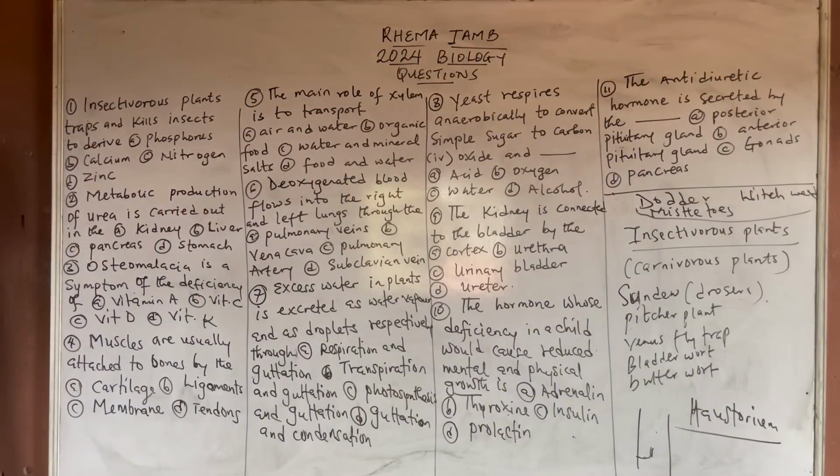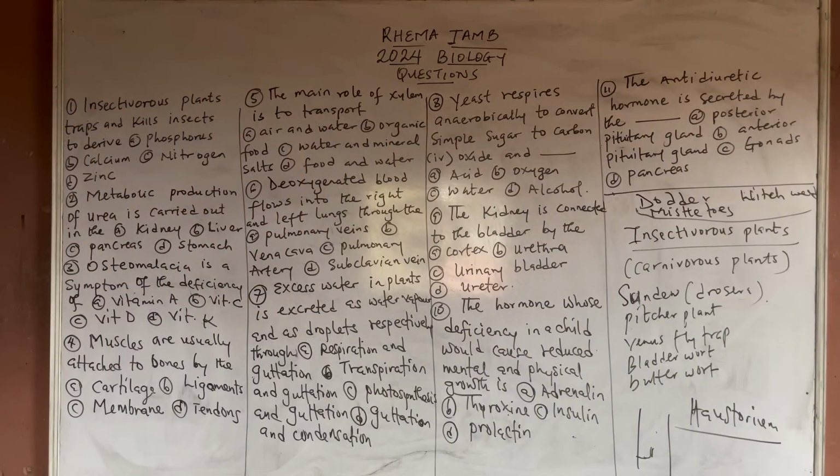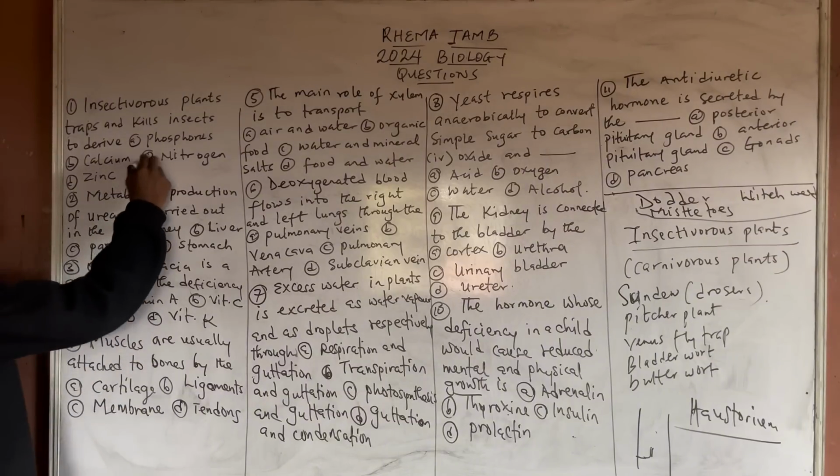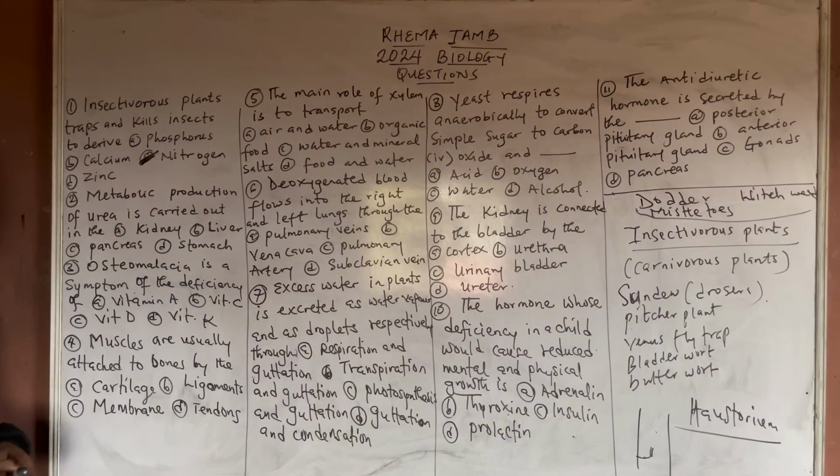So coming back to question 1: insectivorous plants trap and kill insects to derive dash. I've just said it, that they derive what? Nitrogen from the insects, because they are found growing on soils that are deficient in nitrogen.